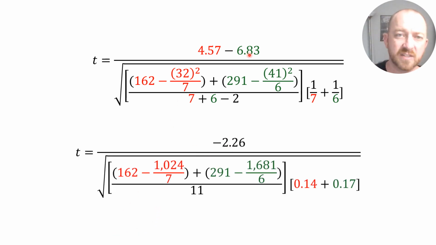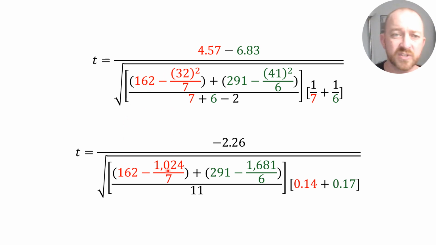If we subtract 6.83 from 4.57, we get negative 2.26. Now, this will matter more in the interpretation, but the sign doesn't really matter in this case, as long as you recall which group had the higher mean. In this case, we can note here that the higher mean was the green pamphlet group. So we just need to remember that in our interpretation later.